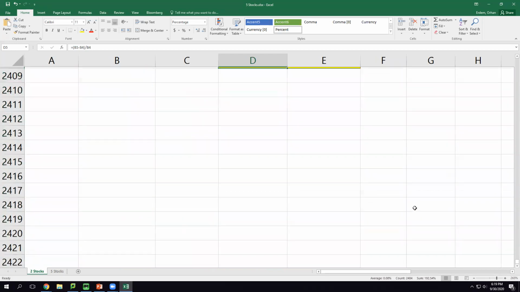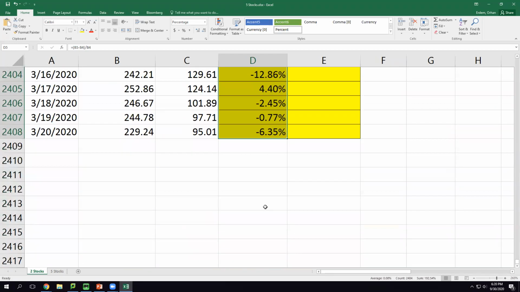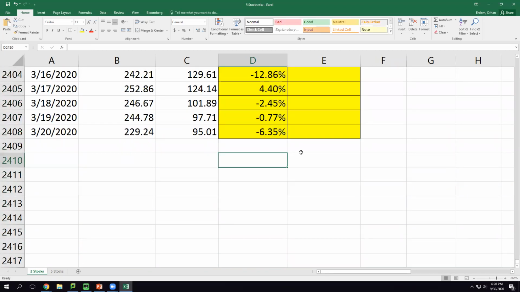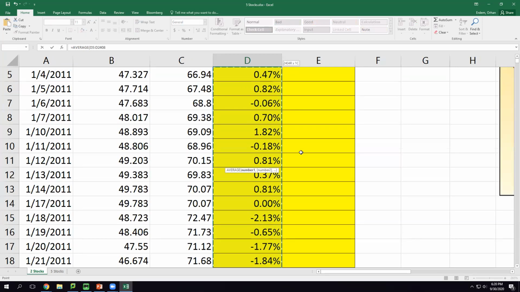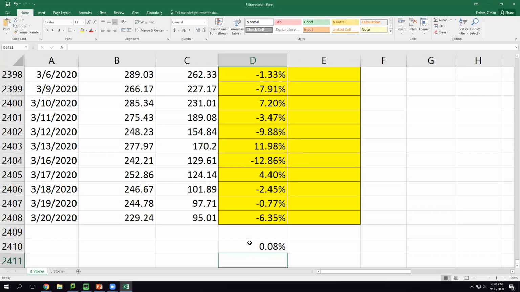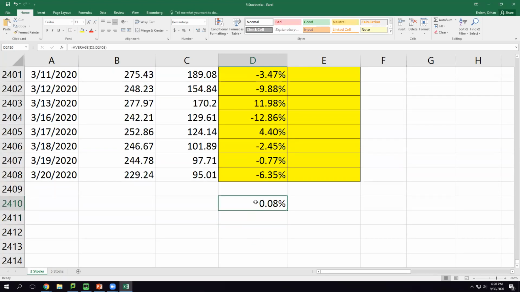Okay. So find an empty cell here at the end. And right here, type equal average and open the parentheses. So it calculates the average of both people. And you should get 0.08%. Did you get it? Not quite there yet.